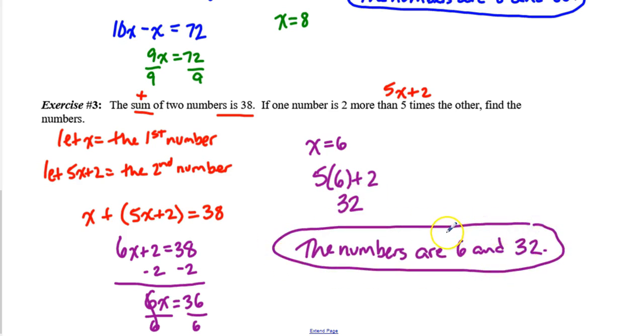Let's just double check that it makes sense. Sum, meaning add. Yep, they add up to 38. One number is 2 more than 5 times the other. So if I take the smaller number, do 5 times it, I get 30. Add 2. Yep, that's 32.